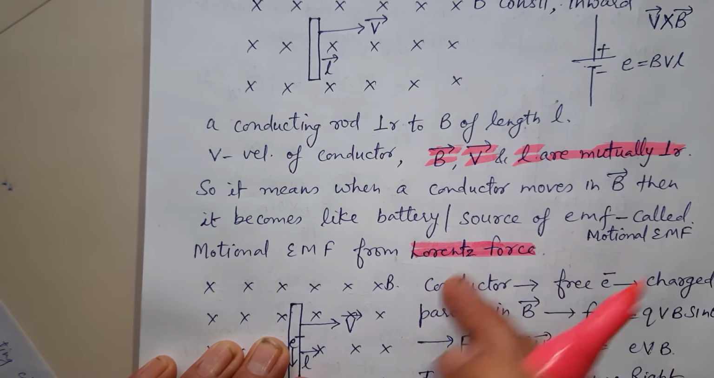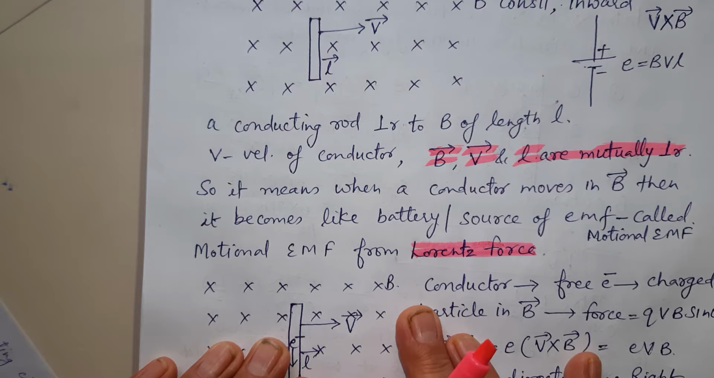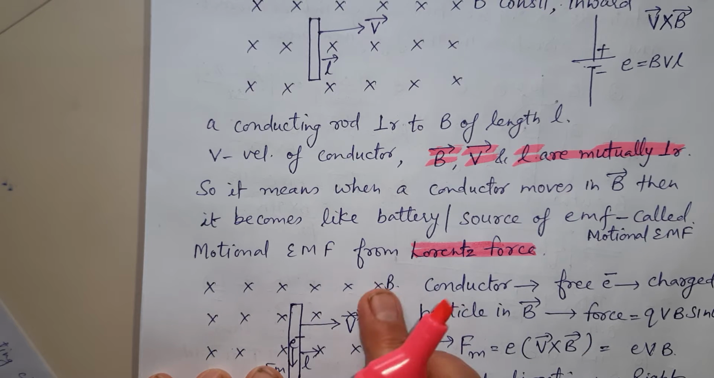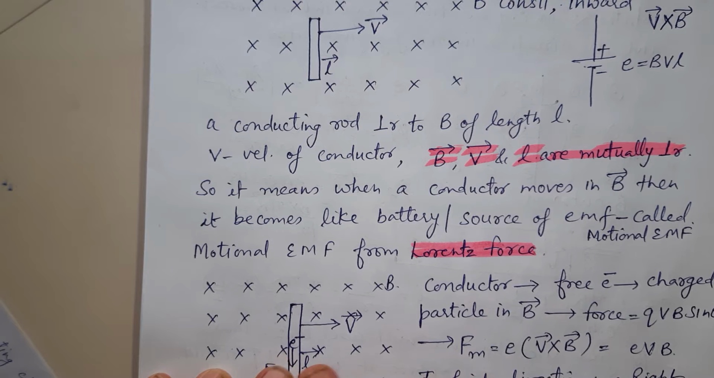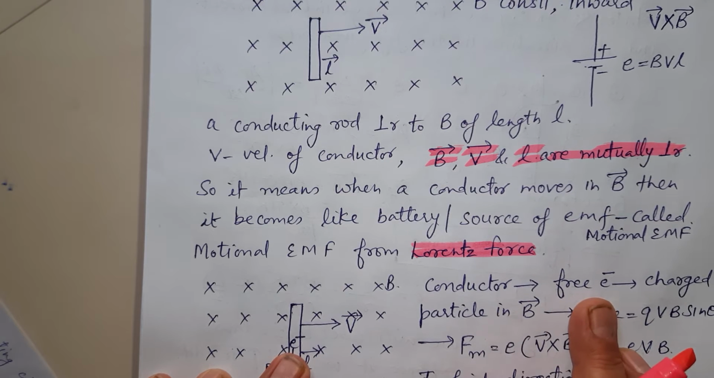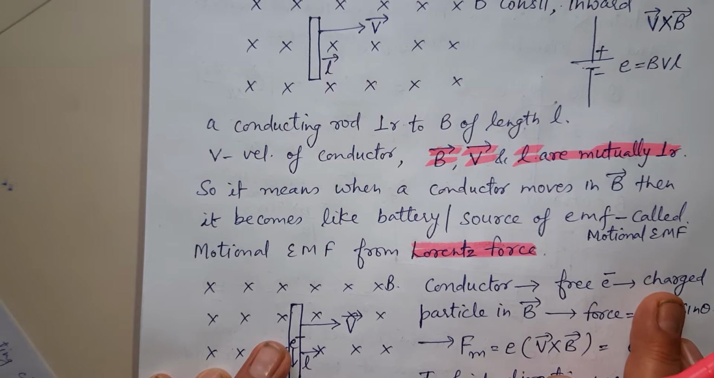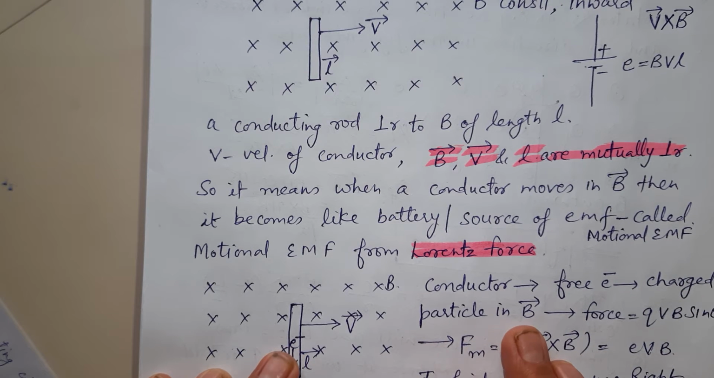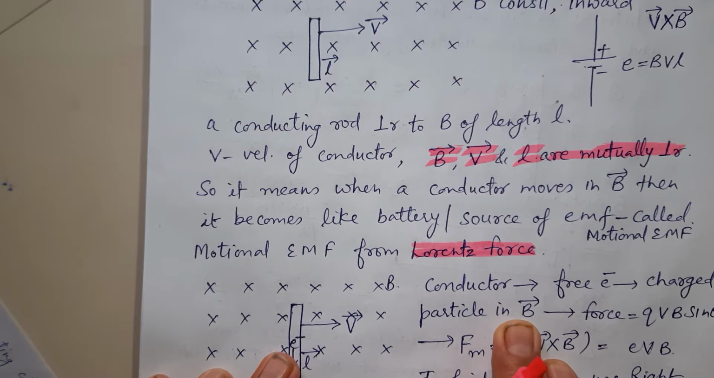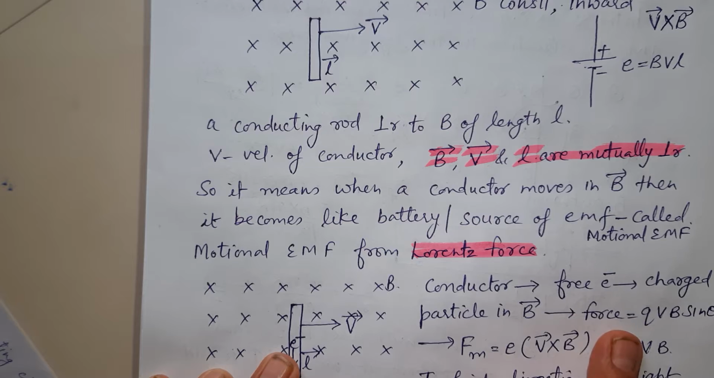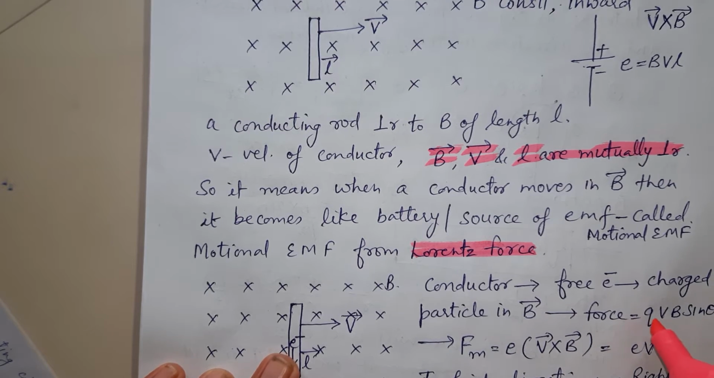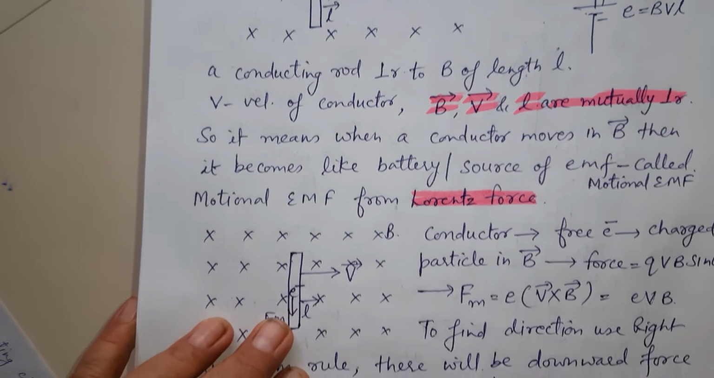Do you remember what Lorentz force is? This is a conductor. In a conductor there are free electrons, and free electrons mean charge. Whenever a charged particle moves in a magnetic field, there is a force on that particle, called the Lorentz magnetic force, equal to QVB sin theta.